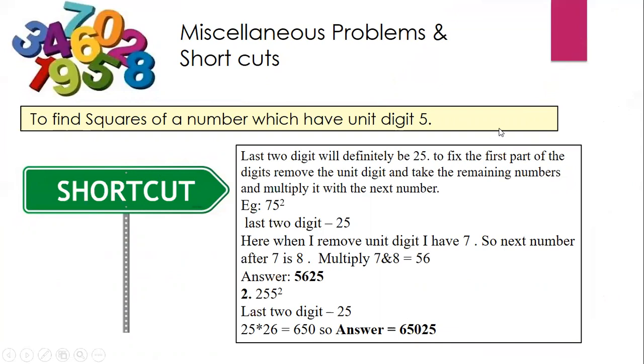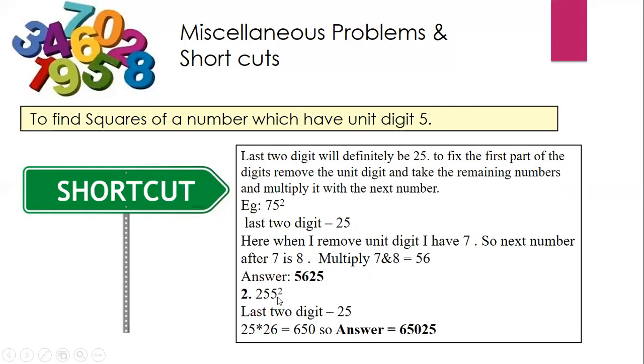Next, we'll find out the squares of a number which has unit digit 5. This you might have already learned during your schooling, but anyway, let's recap. How to find the square of 75? Whenever you have unit digit 5, the last two digits will always be 25. Now we have the number 7. Just multiply this 7 with the next number numerically. The next number after 7 is 8. So 7 into 8 is 56. So our answer will be 5625.